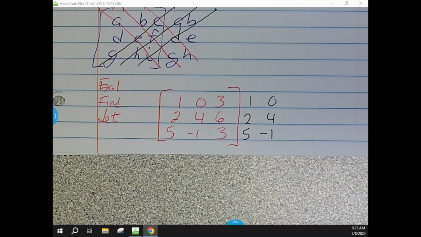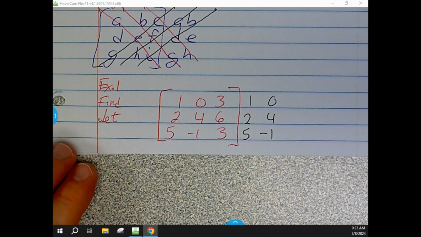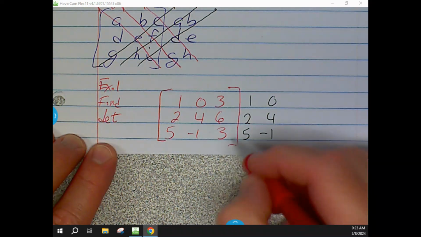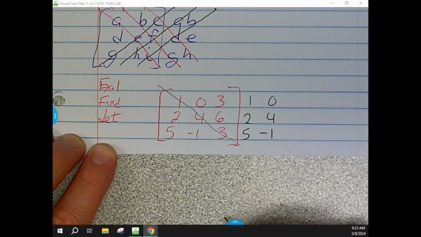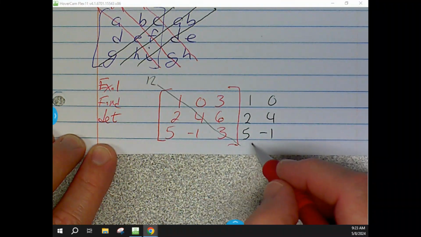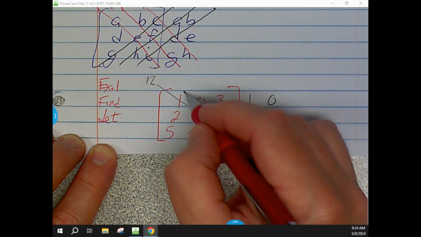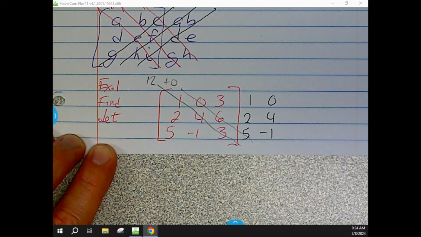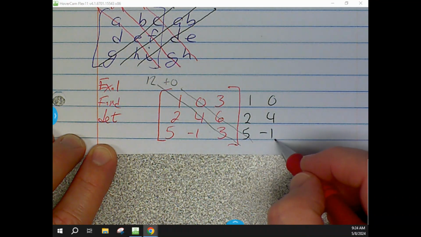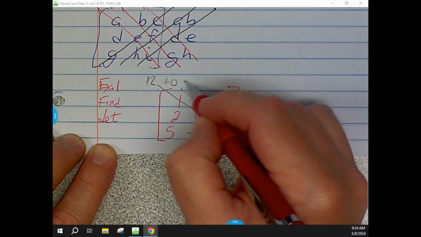Okay, so we're going cross products. We'll go with pencil so you can see what we're doing. We're going to do 4 times 3 times 1, which is 12. We're going to do 6 times 5 times 0, and the good thing with that 0 there is we don't have to worry about doing anything. The last one, we'll do -1 times 2 times 3, which would be -6.